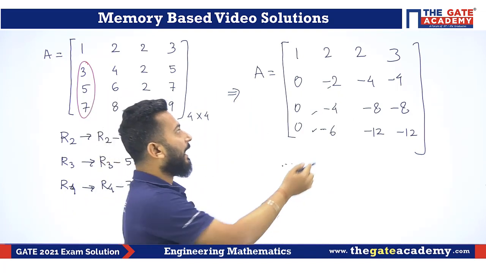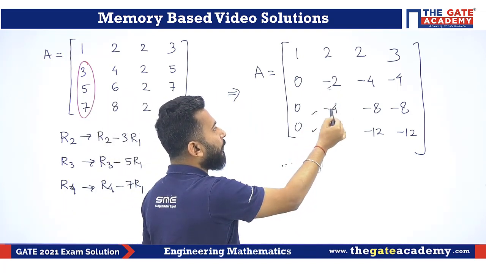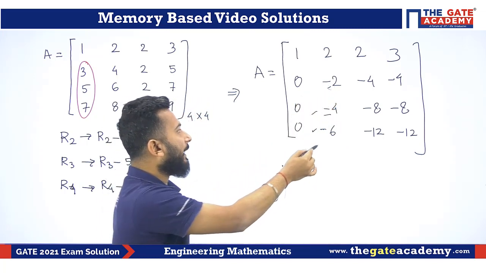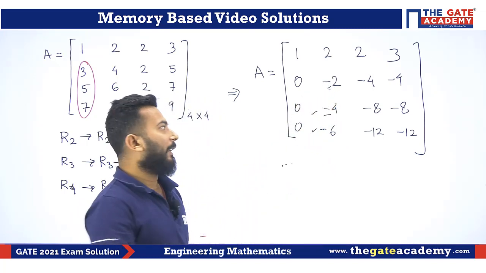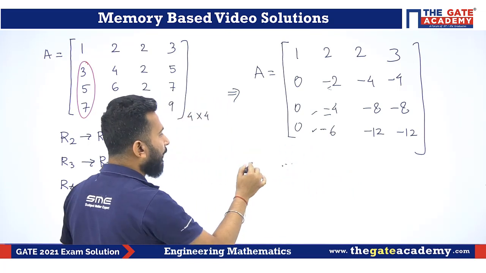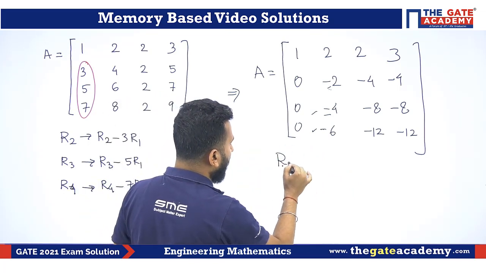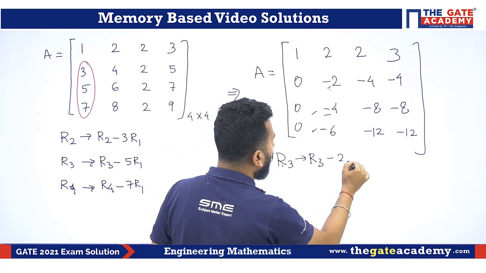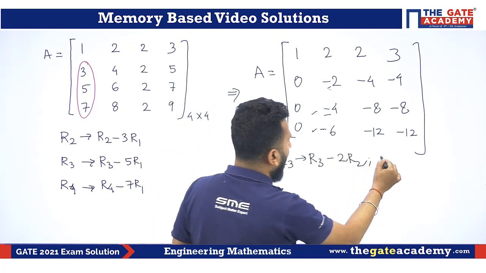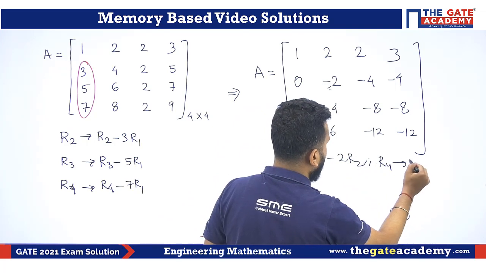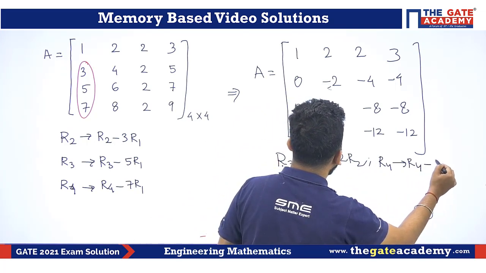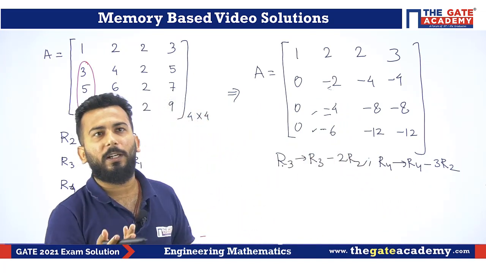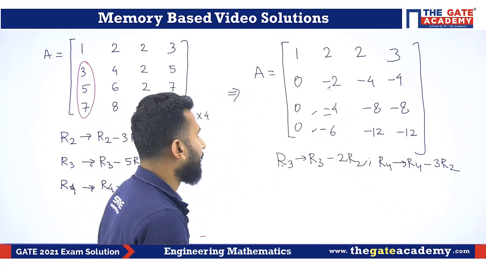Right? Clearly you can see that these two rows are dependent on this row. If you multiply this row by 2, you will get the third row, and if you multiply the second row by 3, you will get the fourth row. So clearly, although I am writing the operations, R3 is equal to R3 minus 2 times R2, and R4 is equal to R4 minus 3 times R2. If you use these two operations, directly your third and fourth rows will get 0.